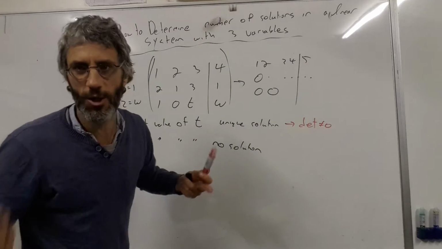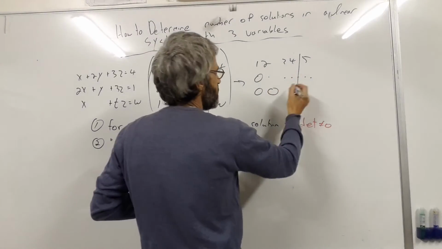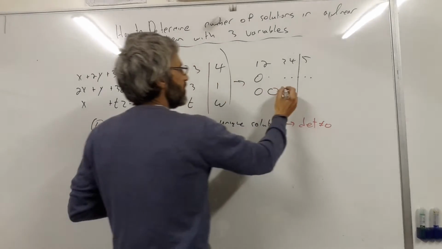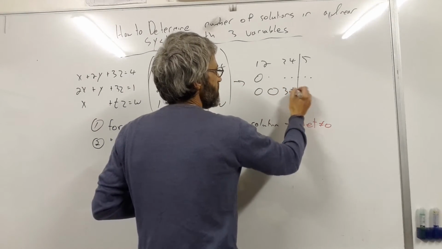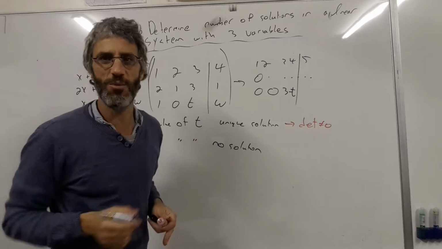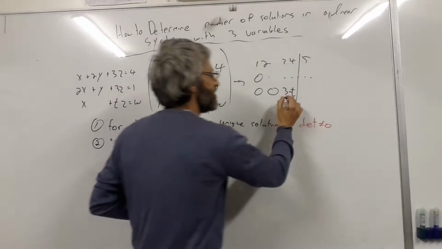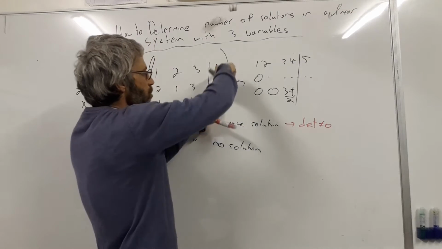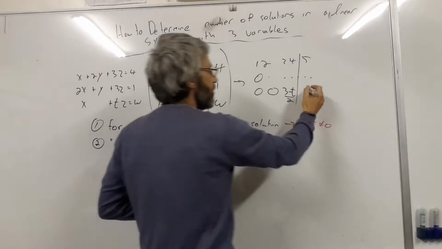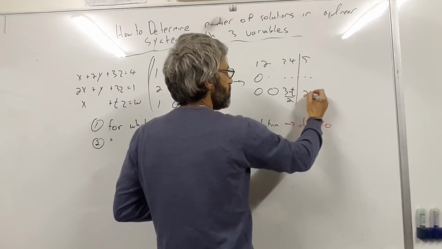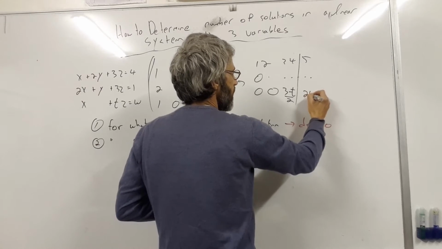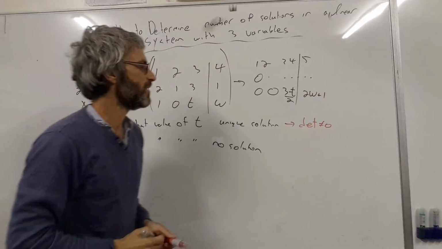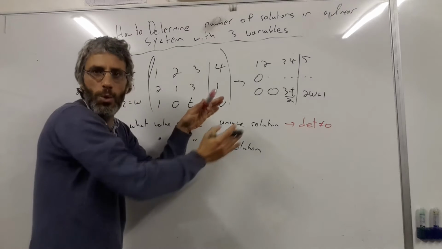I'm going to write down something. Obviously, it's not the right thing, it's just a guess. But let's say you have 3 minus t. I don't know. It's not. It's going to be more, but it's something else. 3 minus t over 2, let's say. Okay? And here, whatever you do to these numbers, you have to do to w. You might have 2w plus 1. Okay? So you basically just went through the process.